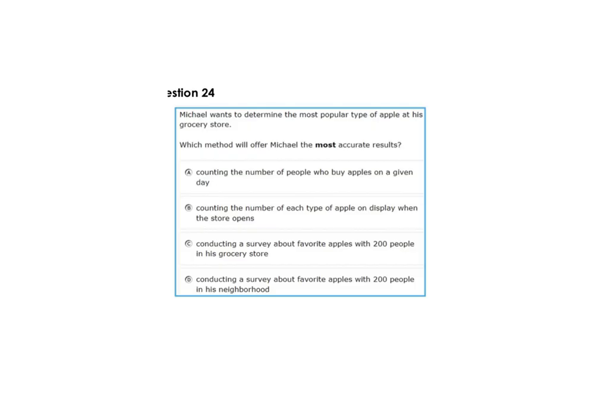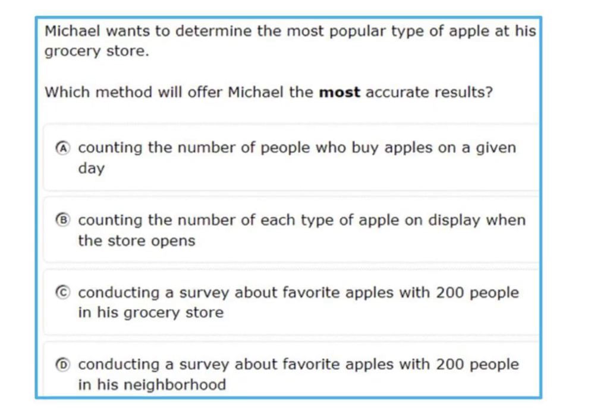It says Michael wants to determine the most popular type of apple at his grocery store. What method will offer Michael the most accurate results? So think about what he could do for a statistical question to collect data. Should he, A, count the number of people who buy apples on a given day? B, count the number of each type of apple on display when the store opens? C, conduct a survey about favorite apples with 200 people in his grocery store? Or D, conduct a survey about favorite apples with 200 people in his neighborhood? Again, he wants to determine the most popular type of apple at his grocery store. You can do this again as a vote.